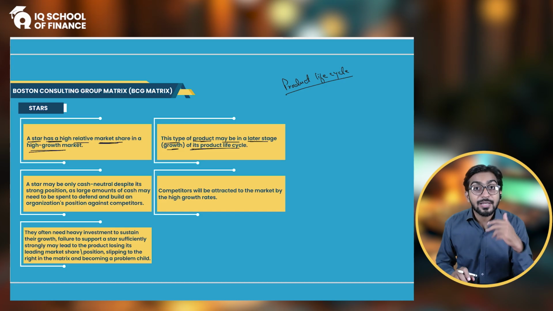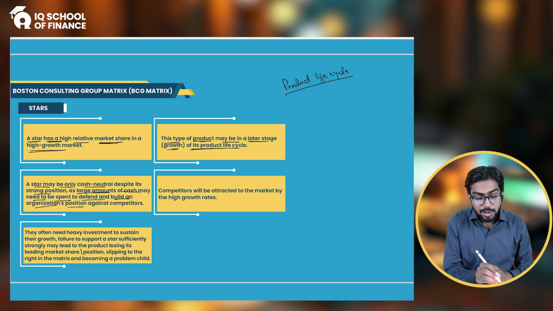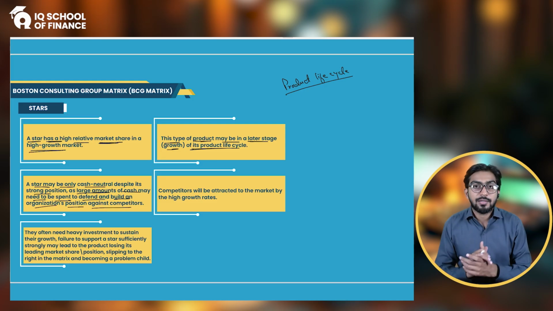And sometimes the examiner confuses you. It doesn't give you the percentage of the growth. It tells you indirectly that your product is in a growth phase. So if it is in a growth phase, that means that the growth rates are going to be higher. And that is how you have to be very attentive in the exam. Another thing is that the star may be only cash neutral despite its strong position, as a large amount of cash may be needed to spend to defend and build the organization's position against the competitors.